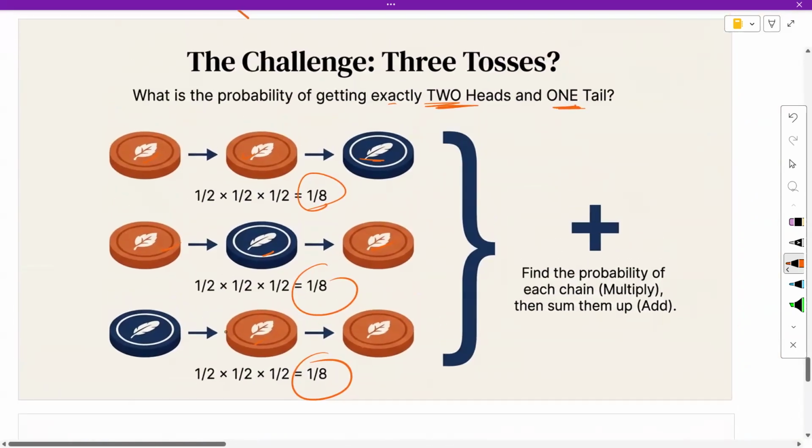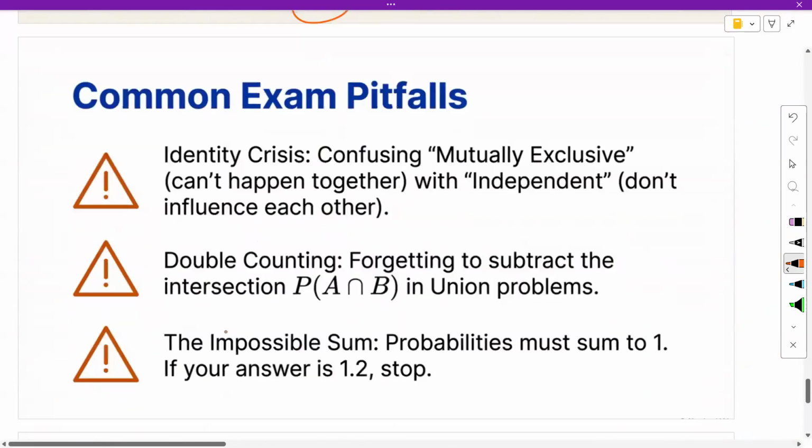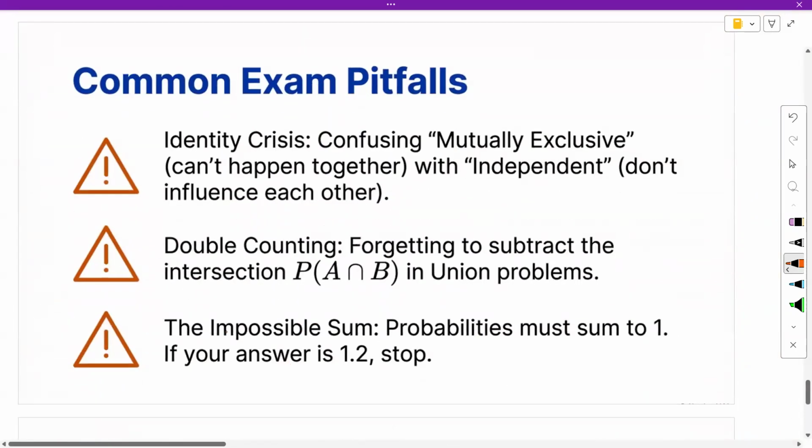Clear? Yes. Okay, good. Common exam pitfalls: where and how do students make mistakes most frequently? Identity crisis: students confuse whether events are mutually exclusive or not. Mutually exclusive means they can't happen together. Independent means they don't influence each other. Many students think mutually exclusive and independent are opposite terms, but actually these are two different angles. I explained it last class.